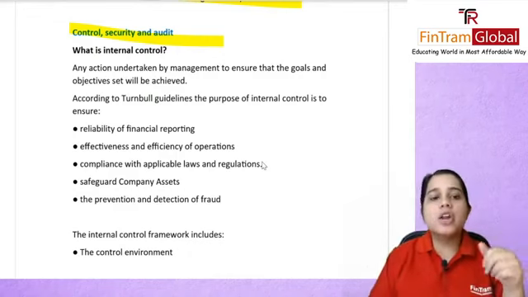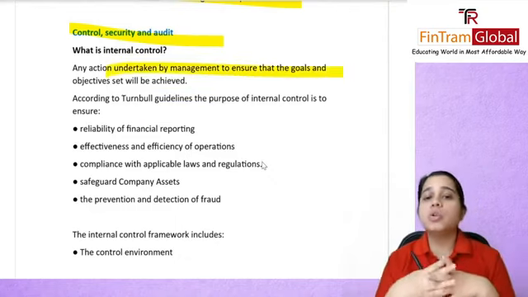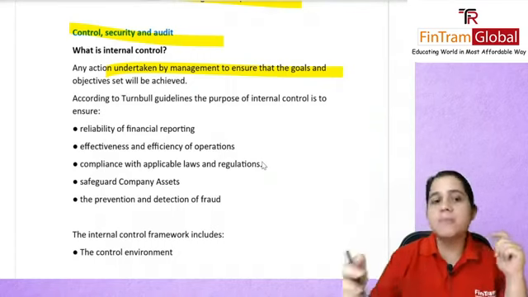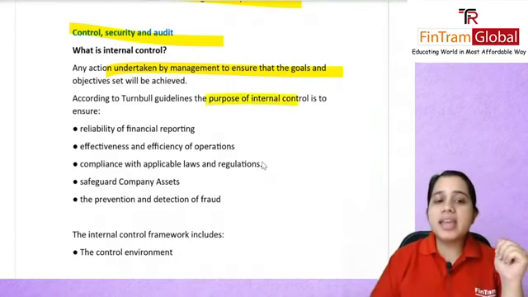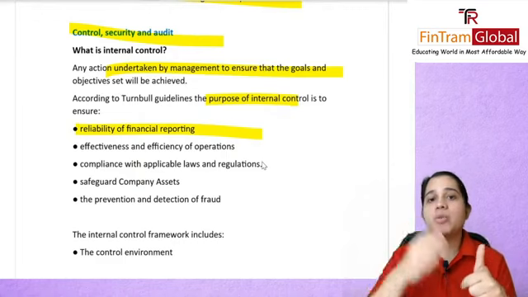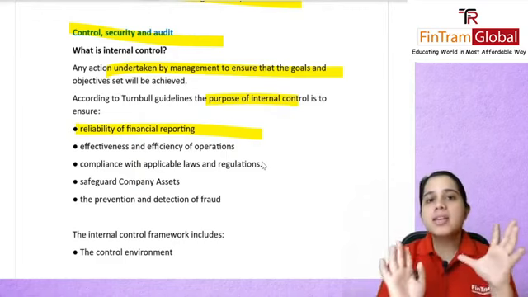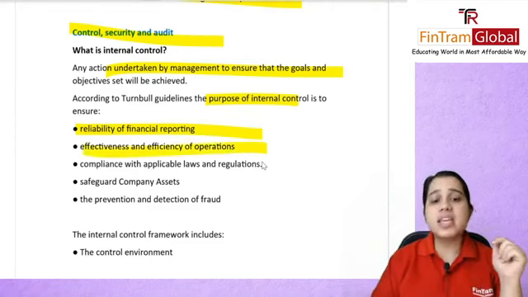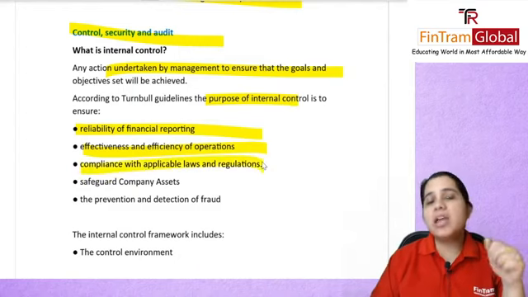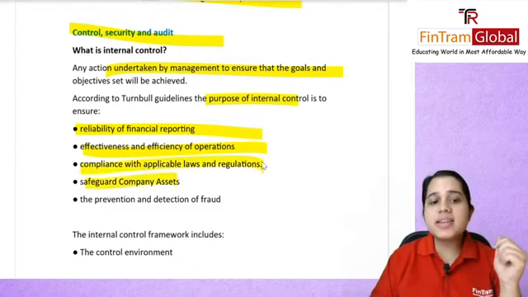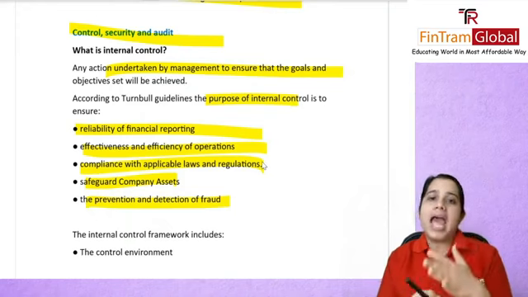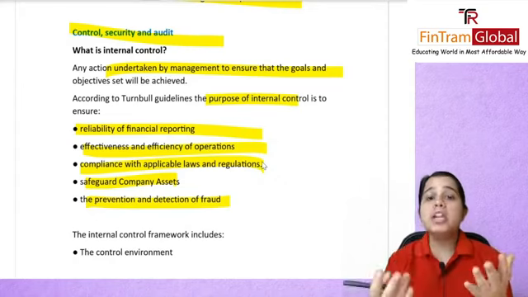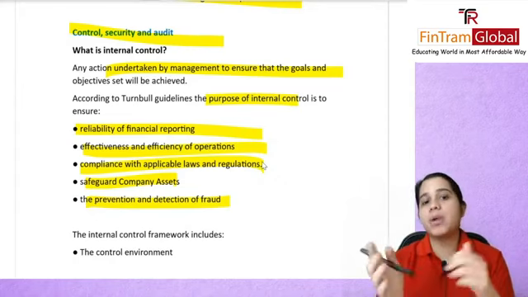So what is an internal control? Any action which will be undertaken by management to ensure that the goals and objectives of their organization can be achieved. So the purpose of internal control is again that there is reliability of financial reporting: whatever data you're showing, you are saying that yes, it is fine, it will be reliable because you have controls in place. Effectiveness and efficiency of your operations, complying with laws, safeguarding of course your assets, and being able to prevent and detect fraud. So if you have good controls in place, you can prevent any fraud from happening, or if it has happened, you can at least detect it, that alright, this went wrong.